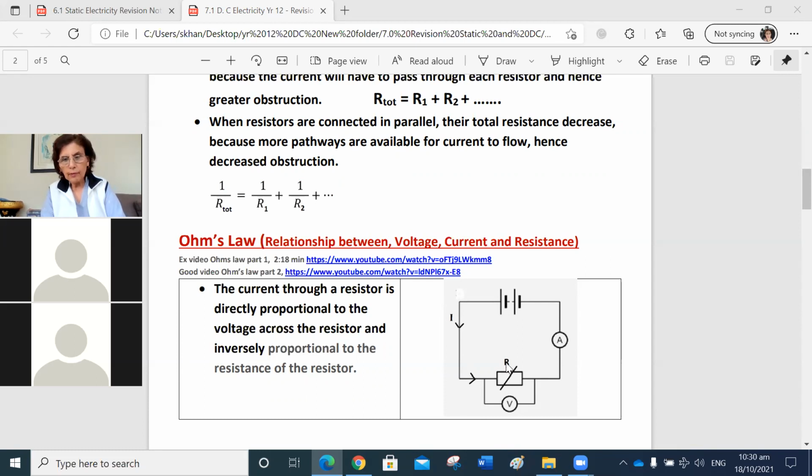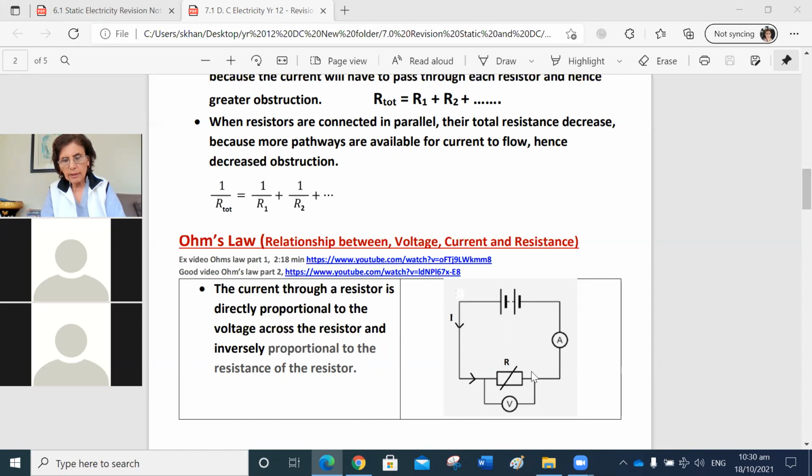Now, if resistance is kept constant and we increase the voltage of the battery, then the voltage across the resistor will increase. And if the voltage increases, then the current increases. Or in other words, we say that current depends on the voltage. If the voltage across the resistor is more, then the current will be larger.